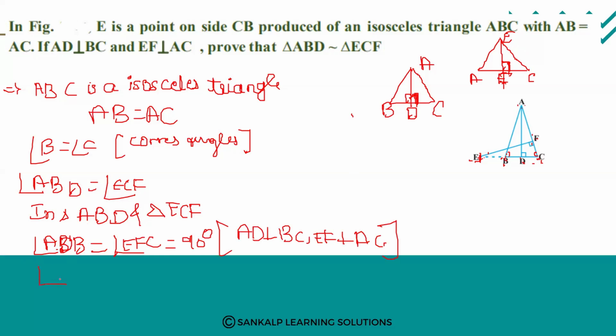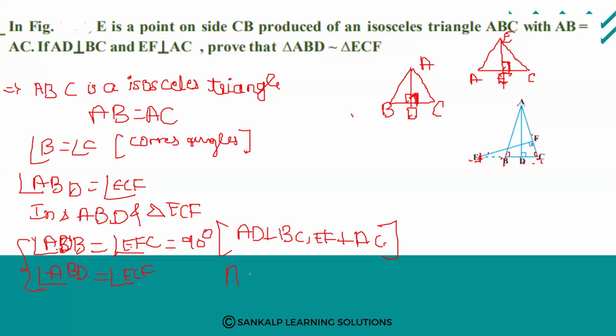And angle ABD is equal to angle ECF. We write here the same thing we said earlier, because we have to say that here two angles are equal. B is equal to C because these two are corresponding angles of the isosceles triangle. That means here two angles are equal.